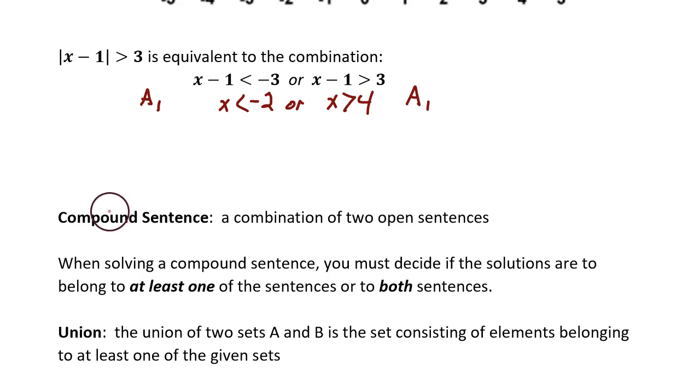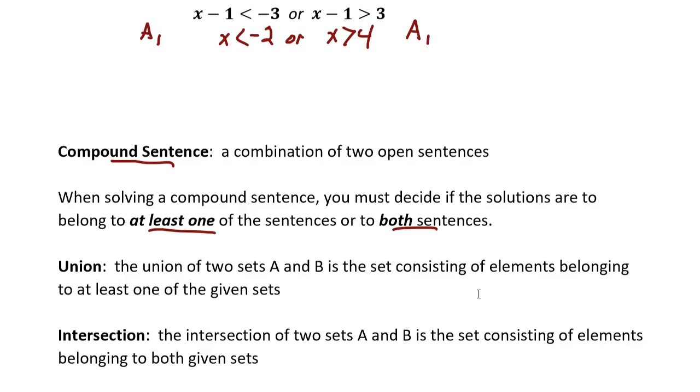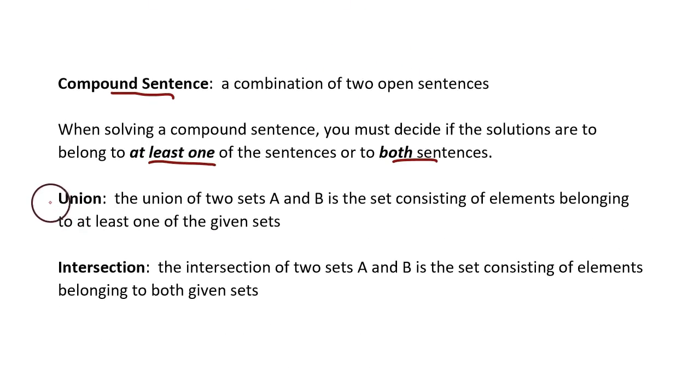These combinations of open sentences are called compound sentences. When solving a compound sentence, you must decide if the solutions are to belong to at least one of the sentences or to both of the sentences. To help us decide that, let's look at two vocabulary words that have to do with sets of numbers.